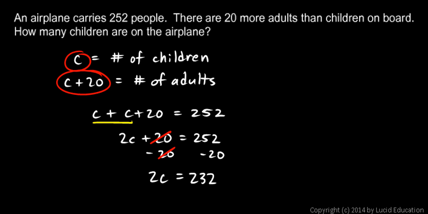And then I simply divide both sides by 2. And the 2's cancel out, leaving me with C all by itself. So C is equal to 232 divided by 2, and that comes out to 116. And then I go back and look at the problem. The problem was asking me how many children there are, so this is my answer. C, the number of children, is 116.